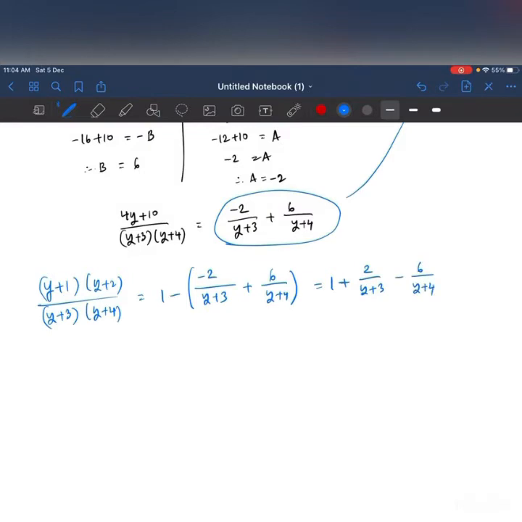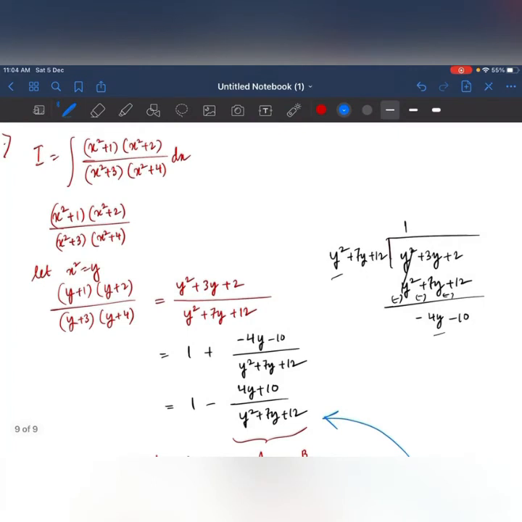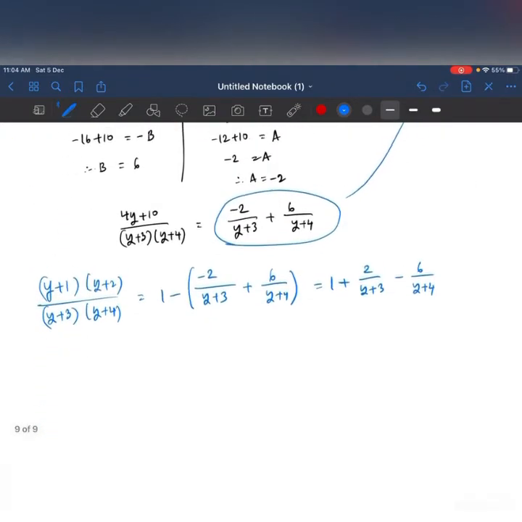So my given, now look at the given problem. My given problem was what? (X square plus 1) divided by (x square plus 4). So in place of x square we have written y, right? So now my problem becomes what? In place of y you write x square. Therefore I is equal to integration of 1 plus 2 by (x square plus 3) minus 6 by (x square plus 4) dx. This is what we have.